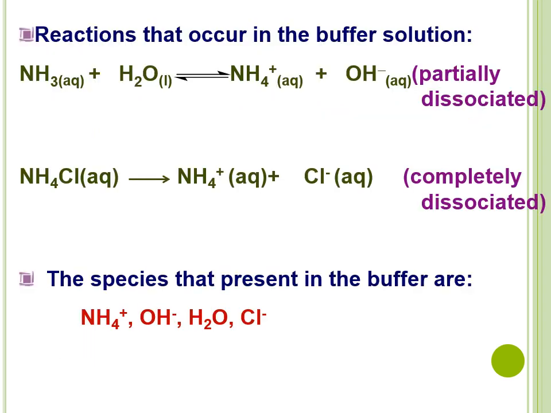Reactions that occur in the buffer solution: ammonia will ionize in water, and it will dissociate partially to produce ammonium ion and hydroxide ion. Ammonium chloride will dissociate completely to form ammonium ion and chloride ion. So the species that will be present in the buffer are ammonia, ammonium ion, hydroxide ion, water, and chloride ion.